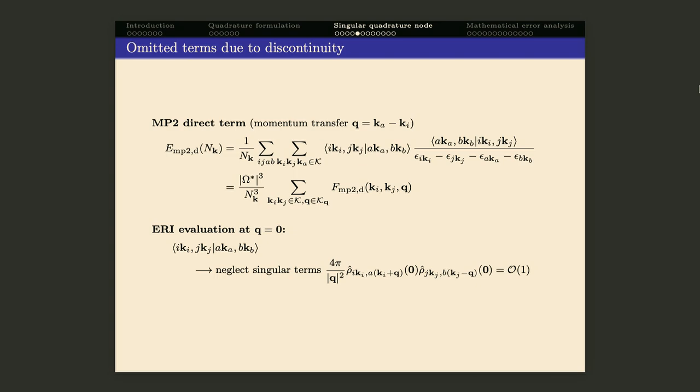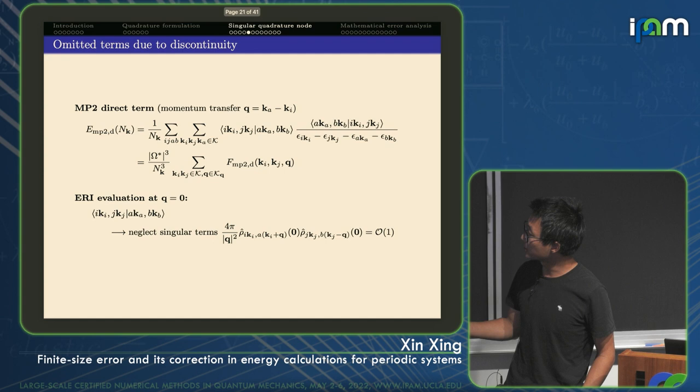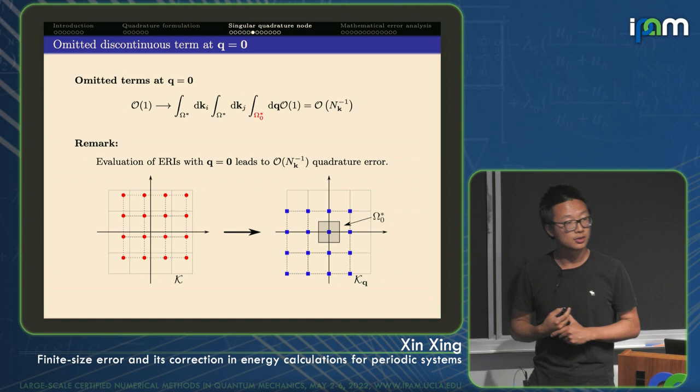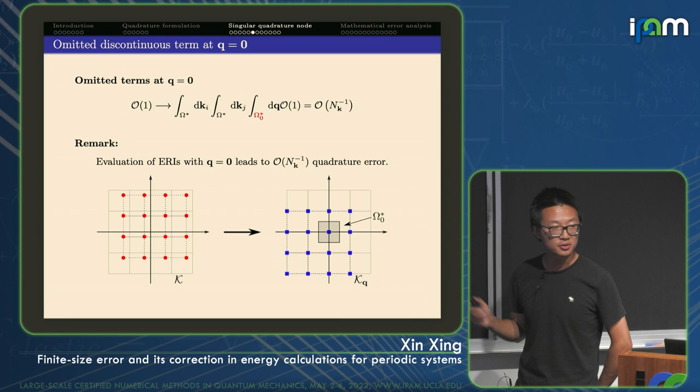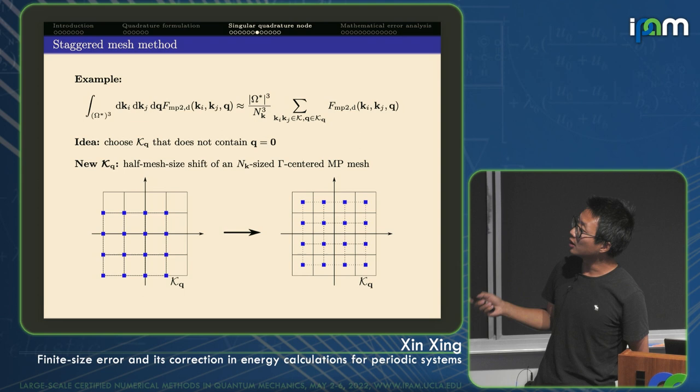So overall, we also got a punctured trapezoidal rule for that singular term, which corresponds to neglecting the integral of this singular term, which is of scale 01, inside this small cubic domain omega star. This neglected integral here can be estimated to be of scale 1 over n, which is a significant contribution in the MP2 energy calculations. Hopefully, I've convinced you that this single point, q equals 0, is a troublemaker. And next, I will try to present our recently proposed staggered mesh method that can elegantly avoid this quadrature error due to q equals 0.